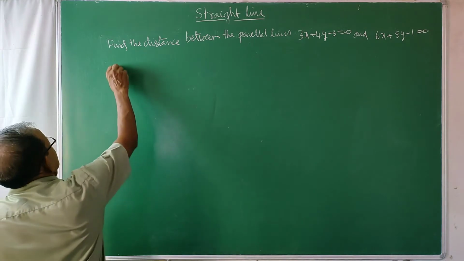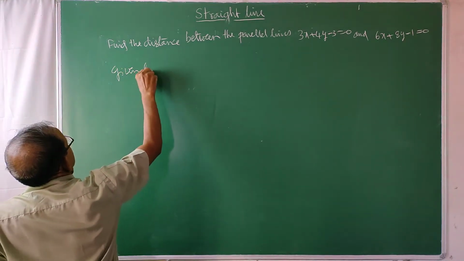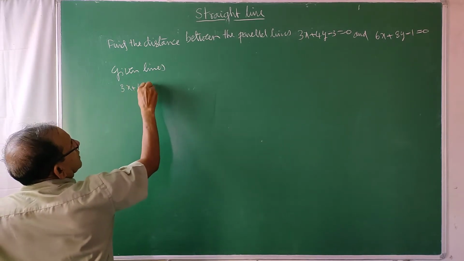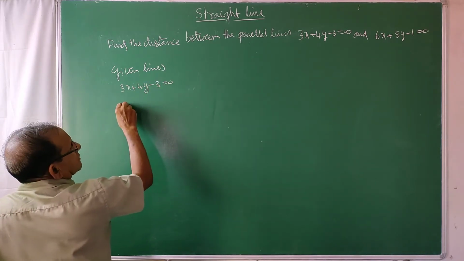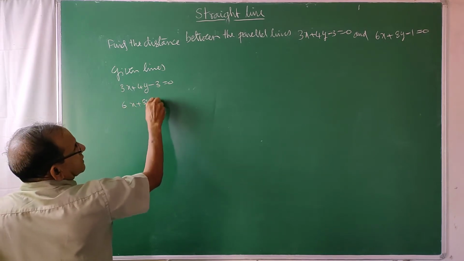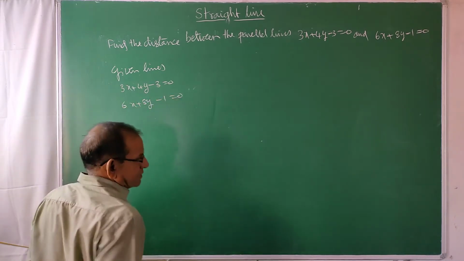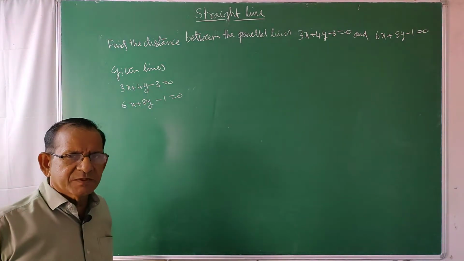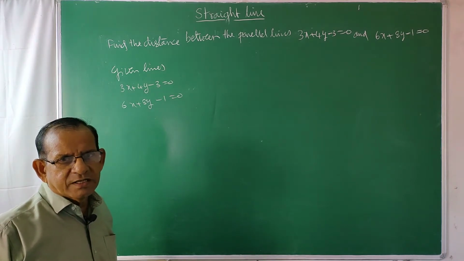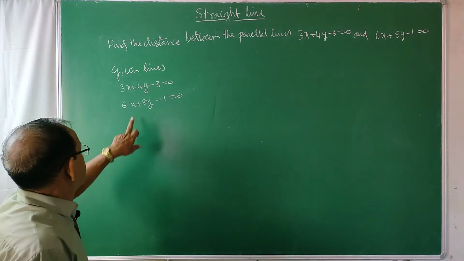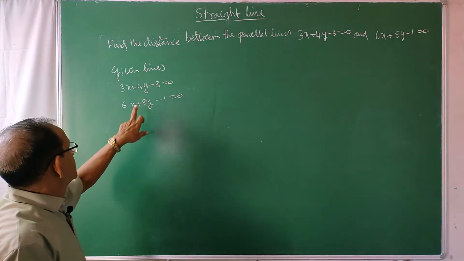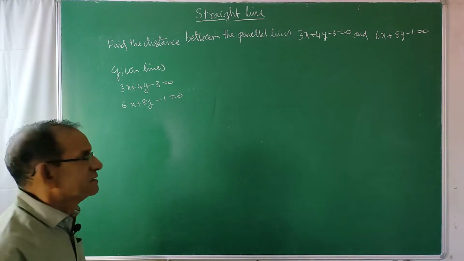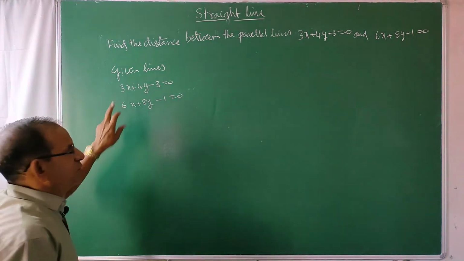Now first of all, you write the given lines: 3x plus 4y minus 3 is equal to 0, and the other one is 6x plus 8y minus 1 is equal to 0. Even though they are parallel lines, coefficients of x and y must be the same for both the lines to get the distance between parallel lines. For that, you can divide the second one by 2 or multiply the first one by 2. Then coefficients will be the same for both the lines. Now let us multiply the first one by 2.